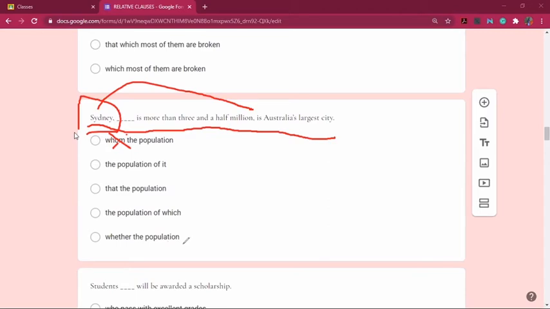That the population? Are you sure? Oh yeah, because this is a non-defining relative clause with a comma, right? So we will not use that for this case. And then the population of which? Yes, the population of which. Why are we not going to use that? Yes, if it is non-defining. So for a non-defining relative clause, you will not use that. You have to use which, like Sydney, comma, which is more than 3.5 million. Well, it's okay, but then you want to say something about the population, you want to put that word in this case, so that's why you put the population of which. Okay, so let me continue.